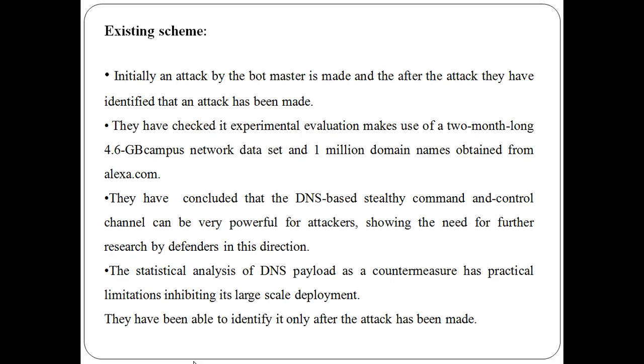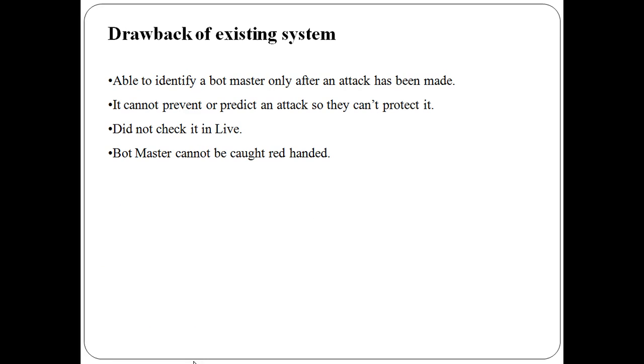Existing system. In the existing system, the attack is identified only after it is done by the bot master. Drawbacks of the existing system. The bot master is identified only after the attack has been made. We cannot prevent or predict an attack, so the systems cannot be protected. We cannot check it live. The bot master cannot be caught red-handed.